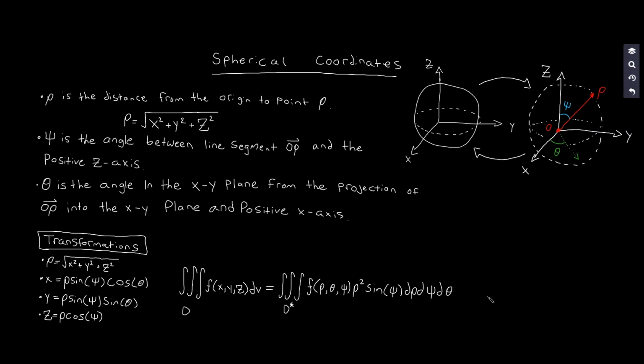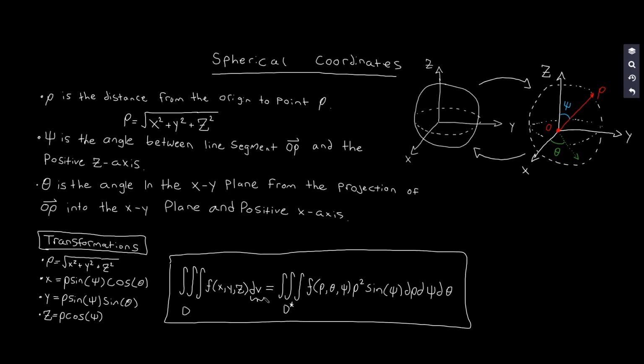That is the triple integral of a function that is made up of rho, theta, and psi respectively, times rho raised to the second power times sine of psi, integrated with respect to rho, psi, and theta. dV is another way to write integration with respect to x, integration with respect to y, and integration with respect to z. dV is the same thing as dx dy dz.